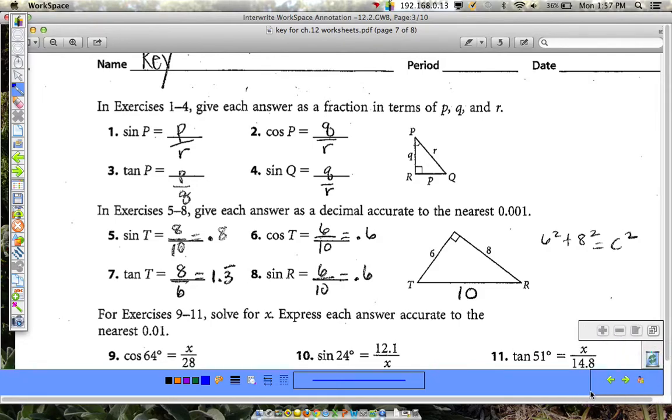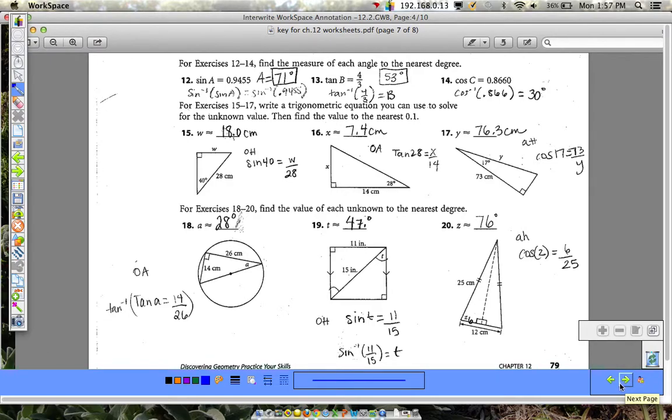This was the worksheet for 12.1 day 3. Here are the answers. So here's one page, and here's the other page.